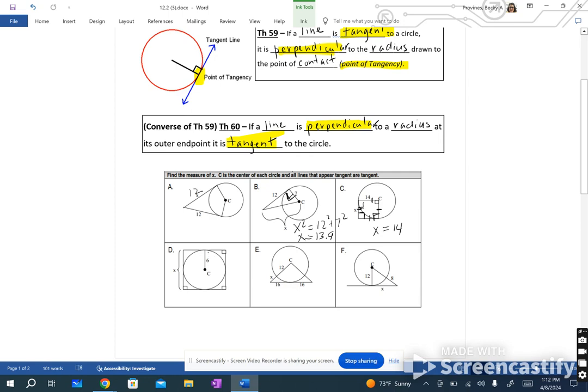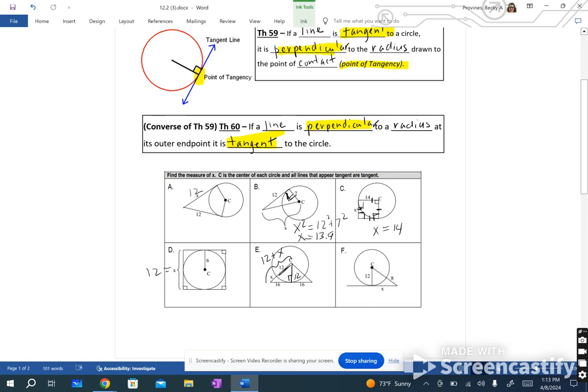Okay, for D, let's see, a radius is 6, so x is just the diameter. So the diameter is 12. Now this one, we're going to have to draw in the radius. And we know that radius is 12 because we see the radius here. This length here, if you look only at the left triangle, that is 12 plus x, or x plus 12.